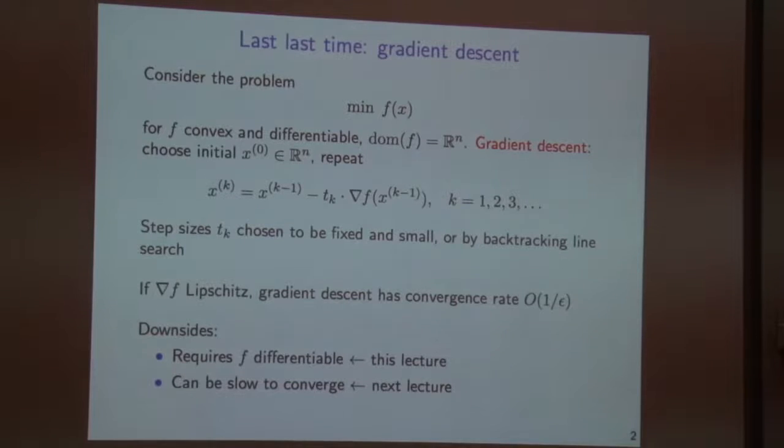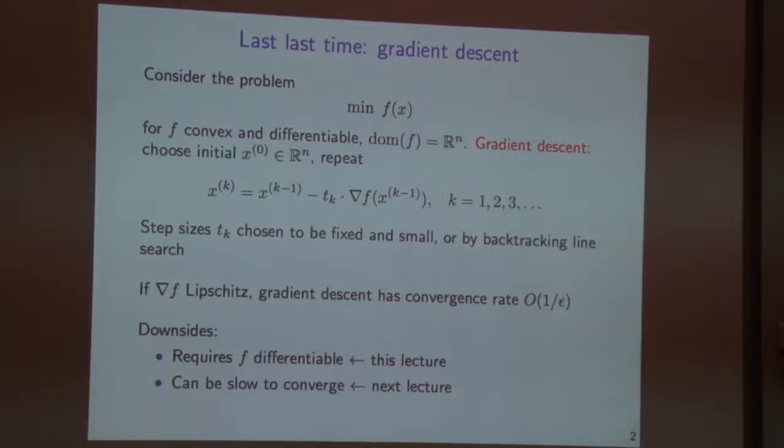If the gradient was Lipschitz continuous, we showed that if the step sizes were chosen to be less than or equal to 1 over the Lipschitz constant, so if the Lipschitz constant is L, we have to take the step sizes to be 1 over L or smaller, then this converges to the solution and has a convergence rate of 1 over epsilon. That means the number of iterations needed to achieve an error of epsilon in terms of the criterion value scales like 1 over epsilon. So what were the downsides?